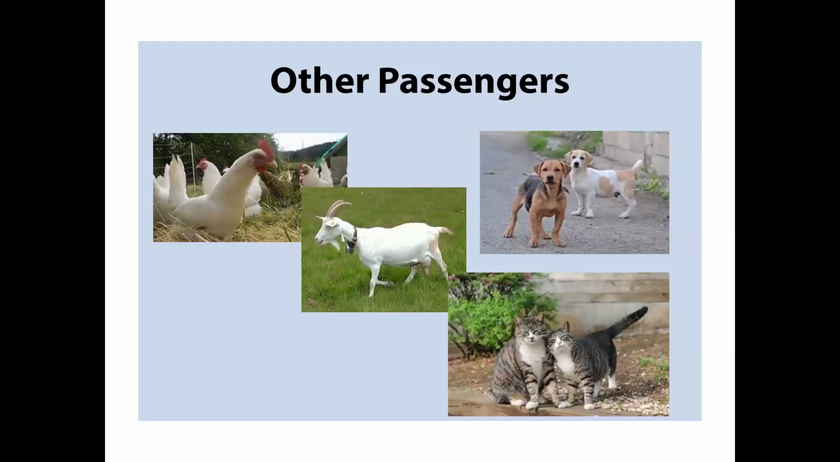And yes, there were even other passengers that were not human on board. There were dogs and goats and chickens, and it was even estimated there probably were some cats on there as well. Probably very helpful for catching some of the mice on board.